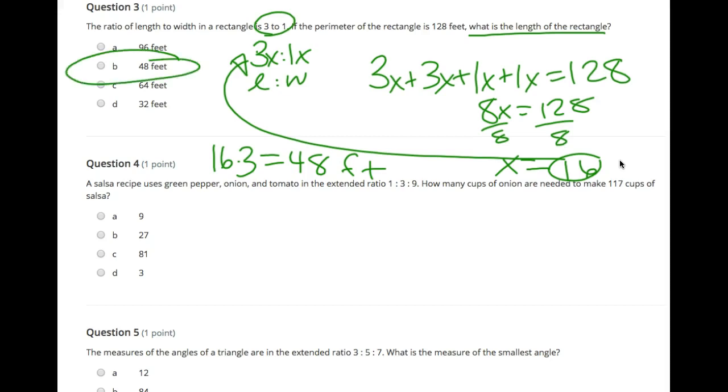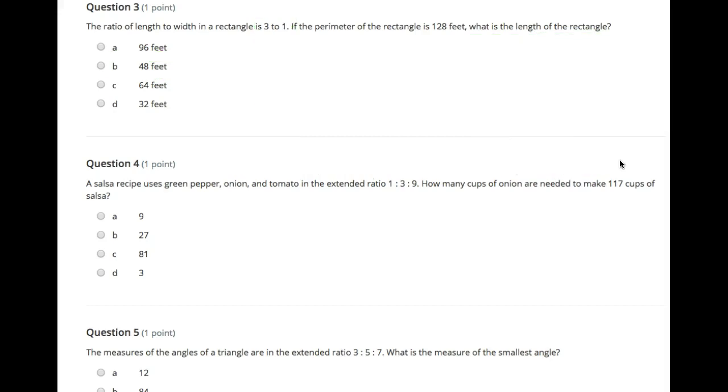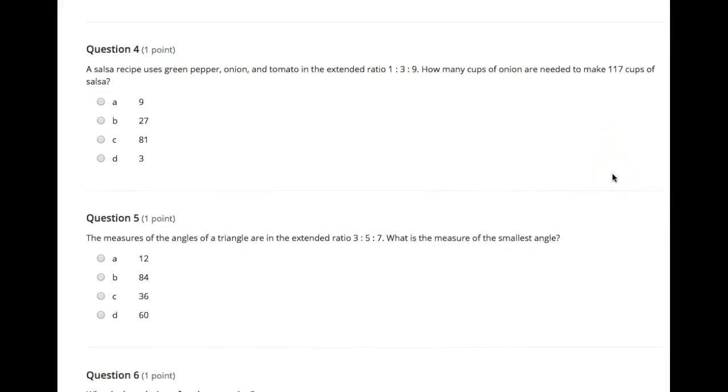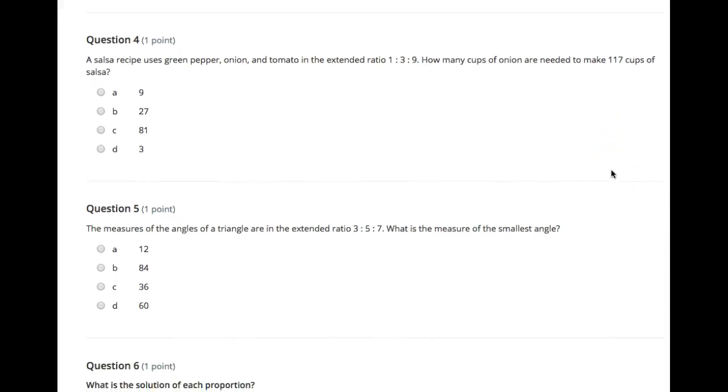All right, now we're going to go look at question number 4. So question number 4 says, a salsa recipe uses green pepper, onion, and tomato in the extended ratio of 1 to 3 to 9. How many cups of onion are needed to make 117 cups of salsa? This is just like the last two. We're going to take this ratio of 1 to 3 to 9, and we're going to add a factor back in, and now it becomes x, 3x, and 9x.